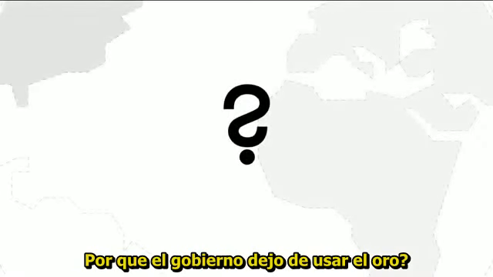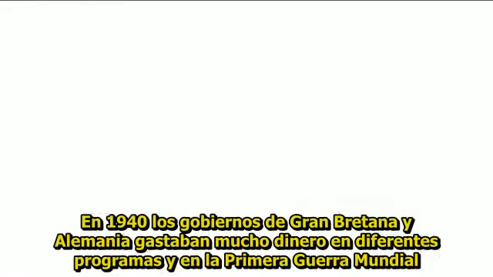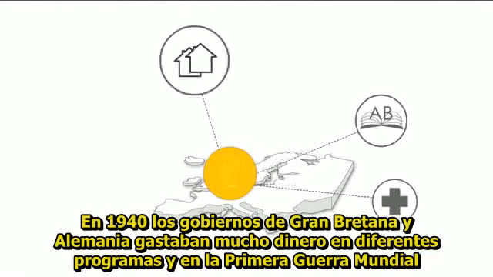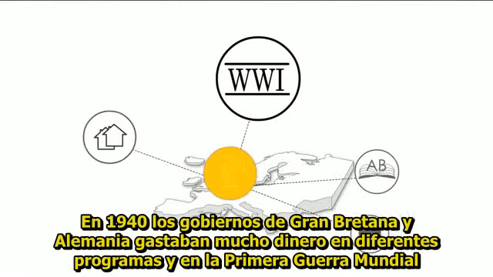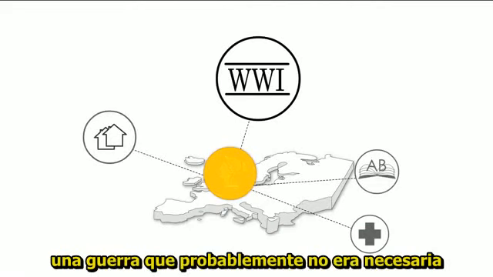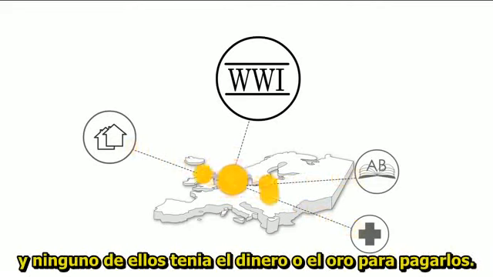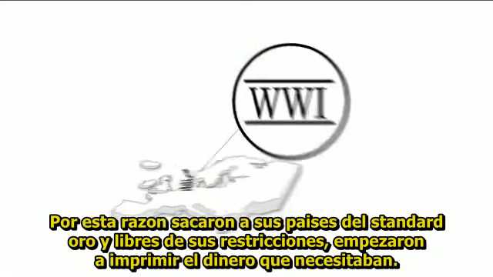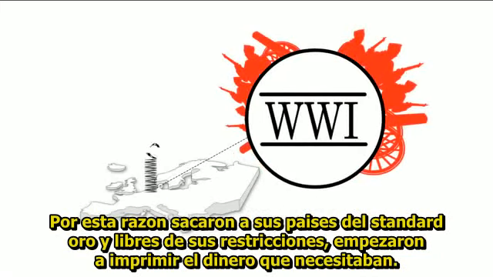Why did governments stop using gold? In 1914, the British and German governments were committed to various spending programs and World War I, a war that probably needn't have happened, and neither had the money or gold to pay for it. So they took their countries off the gold standard and, free of its restraints, printed the money they needed.